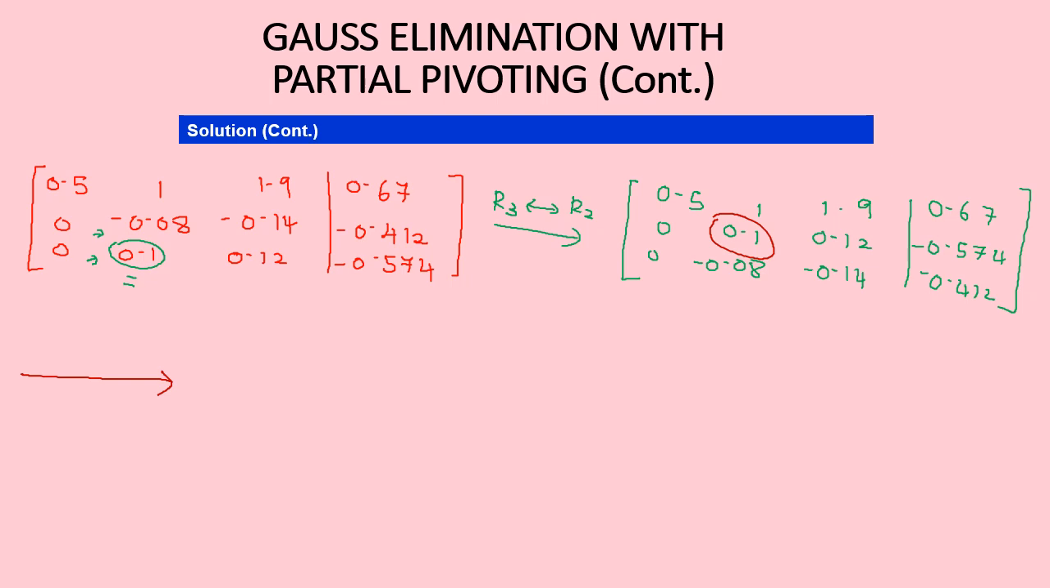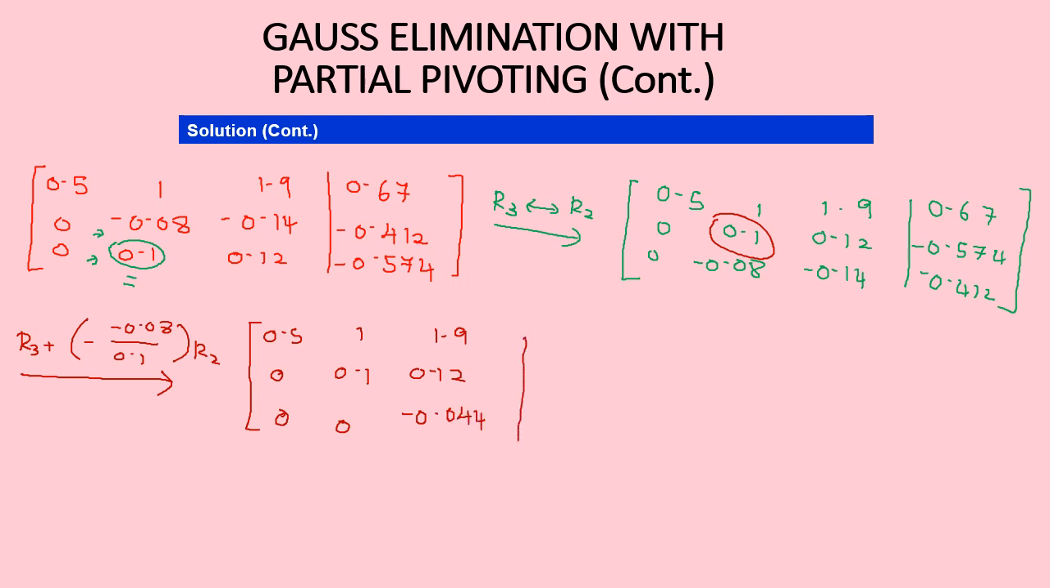So now we can continue with our forward elimination. So the formula is R3 plus minus 0.08 divided by 0.1 multiply with R2. So do the calculation. So I will have 0.5, 1, 1.9, 0, 0.1, 0.12, 0, 0, negative 0.044. And the other side we have 0.67, negative 0.574, and negative 0.8712.